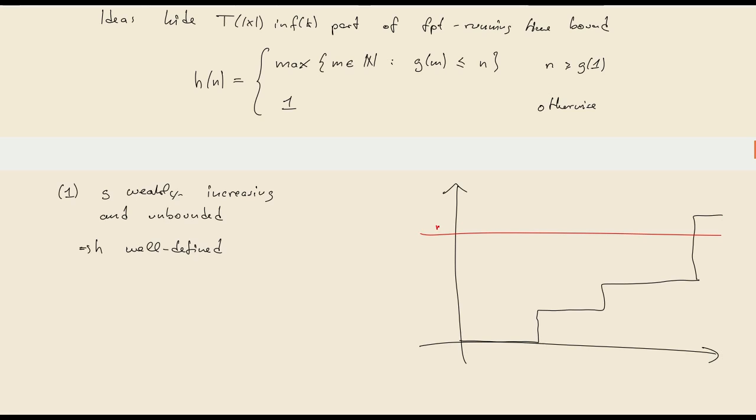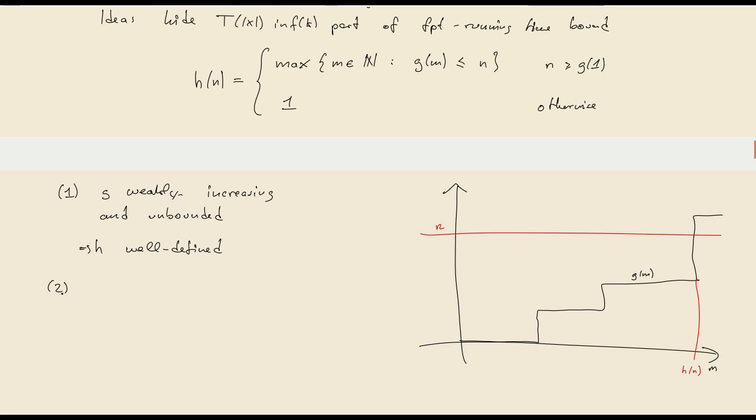So, if this is at height n, so that was g of, let's just call it m, and this is g of m. For any such n where you put the line, at some point you cross it, and the point where you cross it, that's the h of n. Okay, so it's well defined, that's good.